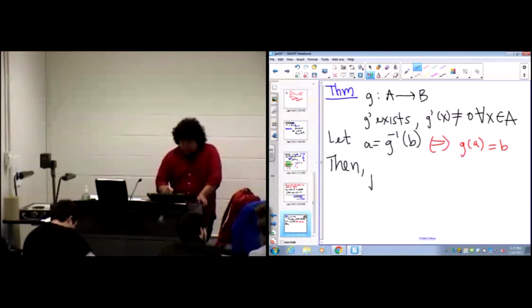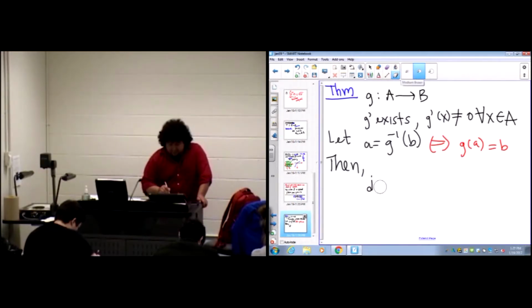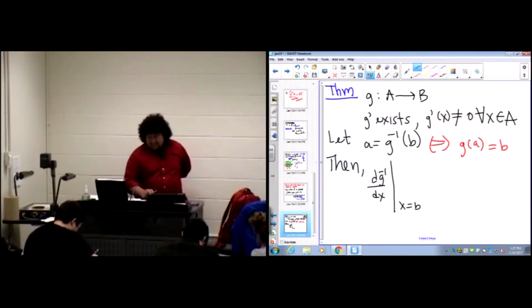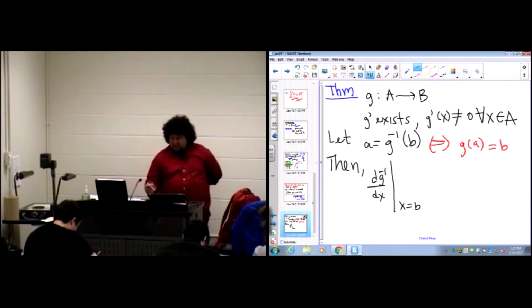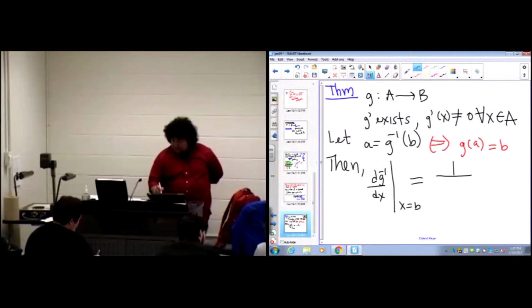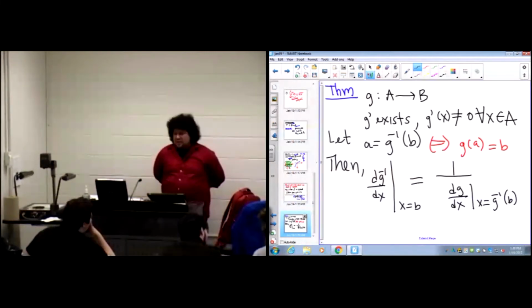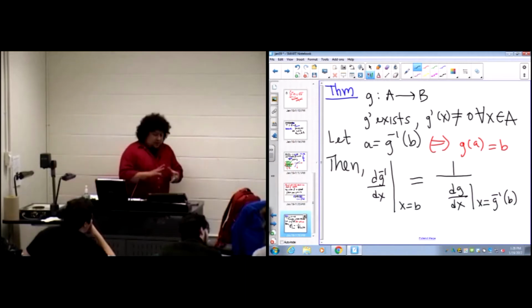Then, and this is the juicy part, the derivative of g inverse with respect to x evaluated at x equals b, the derivative of the inverse of the function evaluated at this point b, would be 1 over the derivative of the function evaluated at this other value of x. Sometimes the notation may be a little too distracting, but it shouldn't be.